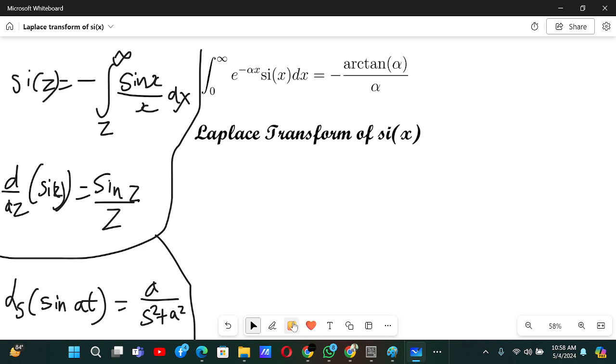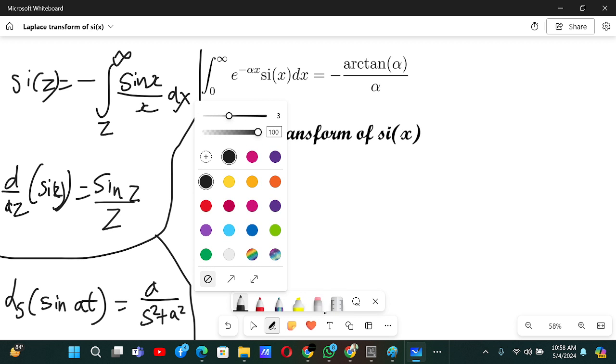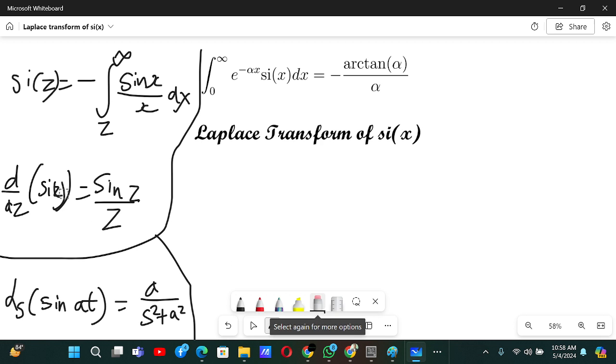Let me make this ink a bit thinner and write it in a proper way, because this doesn't really look nice to me. Yes, now it's good.